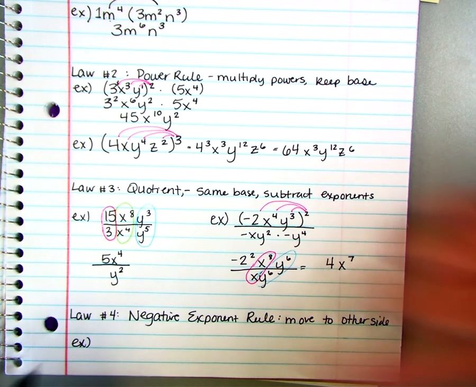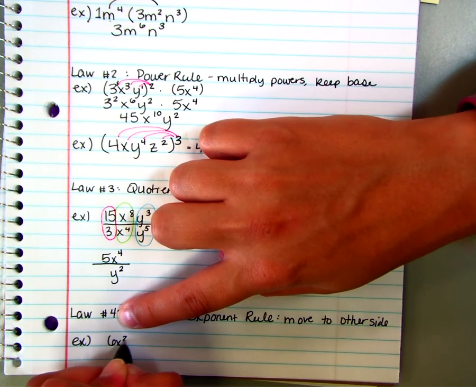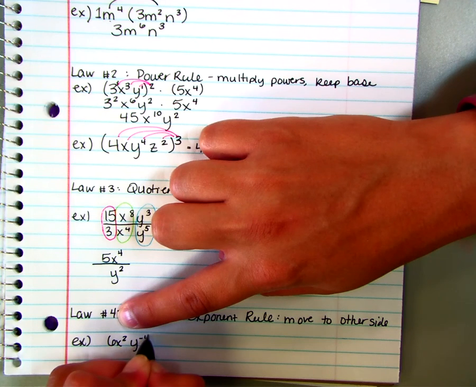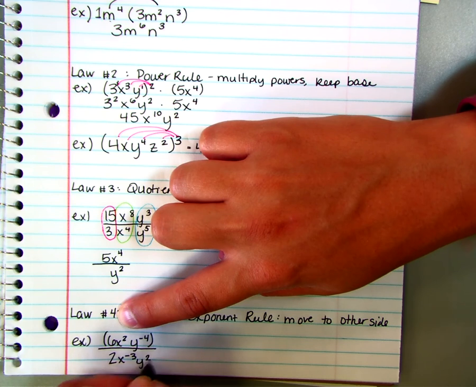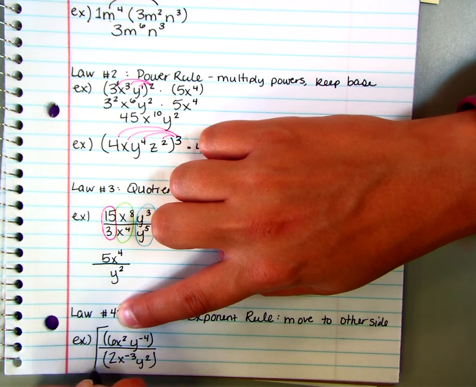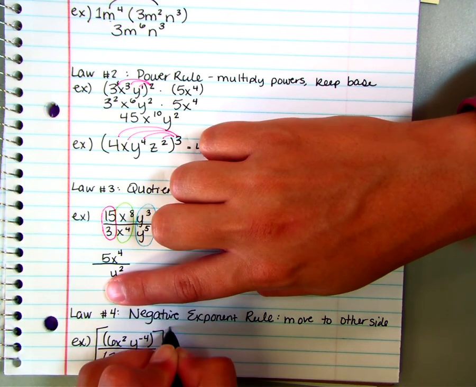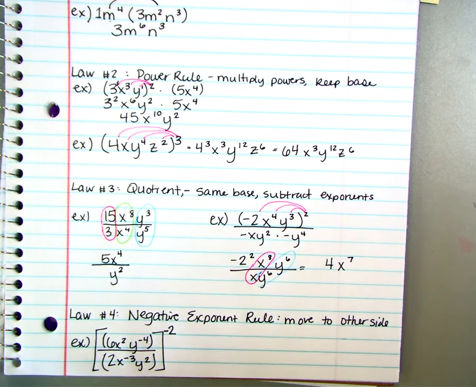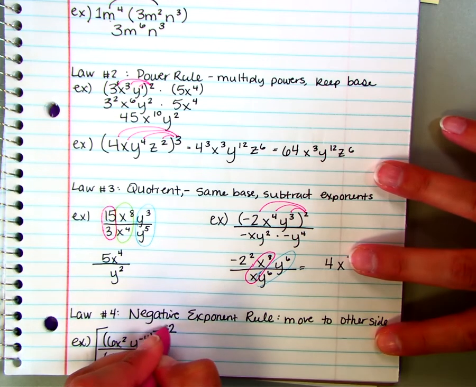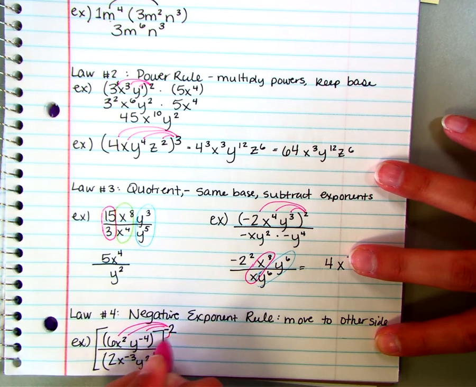And so we've only got one example for this one, but it combines all of our laws up until this point. So we've got 6x squared y to the negative 4th divided by 2x to the negative 3, y squared, and all of that is raised to the negative 2 power. And since the numerator and the denominator are raised to that negative 2 power, we have to distribute this negative 2 power into everything on the top and on the bottom.